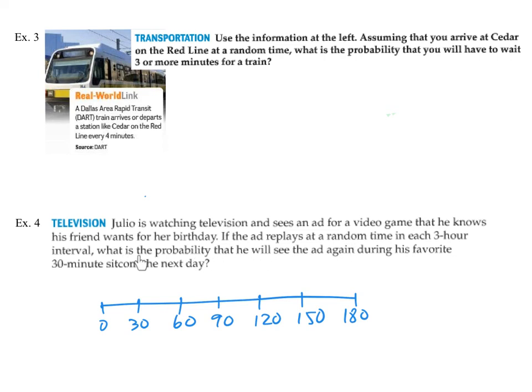So now his show that he wants to watch, his favorite sitcom, is 30 minutes. So let's just pick a 30-minute block. Let's say that the sitcom comes on from 60 minutes to 90 minutes in that 180-minute interval. So what is the probability that the ad will show up during this 60 to 90-minute block, or this 30-minute block from 60 minutes to 90 minutes during this 180 minutes? Well, that would be the probability of 30 minutes out of 180, and of course that reduces to 1/6. So the probability that he's going to see the ad during his 30 minutes show is 1/6.